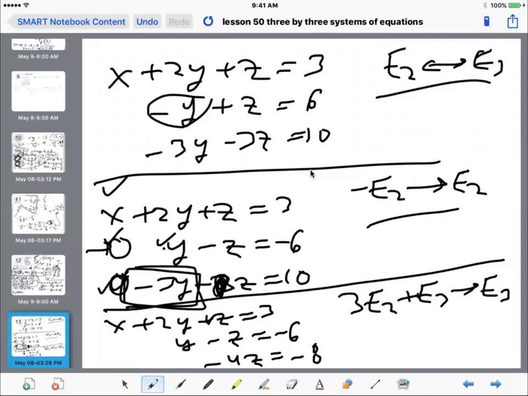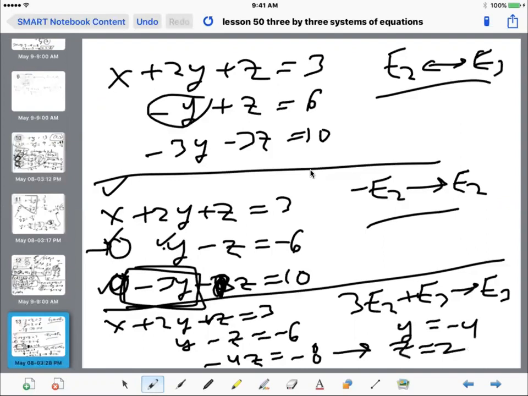Incidentally, we very rarely do this process either, because we're going to get a shorthand for this tomorrow, but this is the idea of what's going on. Notice how it has now been made upper triangular. So z equals 2, because I divided both sides by negative 4. And if z is 2, y minus 2 equals negative 6. So y equals negative 4.